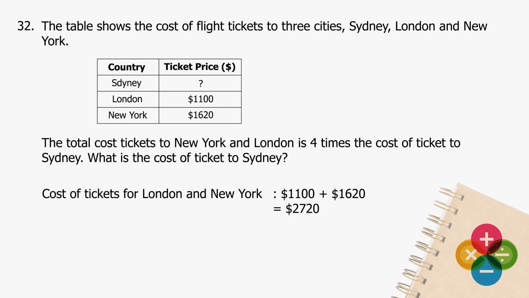The total cost of tickets to New York and London will be $1,100 plus $1,620, and you will get $2,720. The cost of ticket to Sydney will be 4 times lower than the total cost of tickets to New York and London. Take $2,720, divide by 4, and the answer is $680.